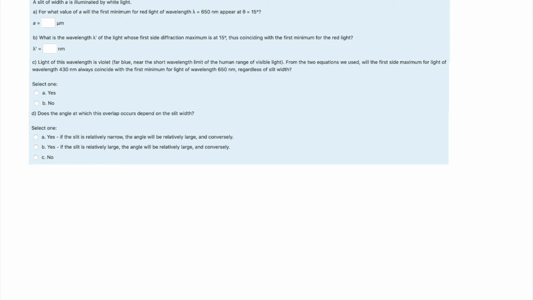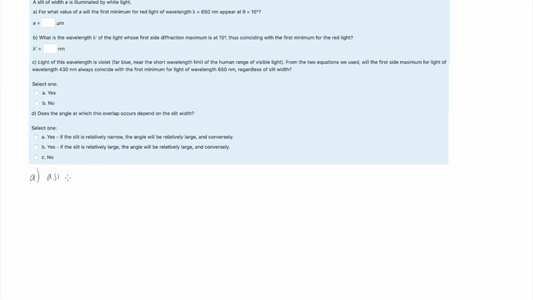Okay, so for this question, we have a slit of width A which is illuminated by white light. For what value of A will the first minimum for red light of wavelength 650 nanometers appear at theta equals 15 degrees? Okay, so this is pretty straightforward.